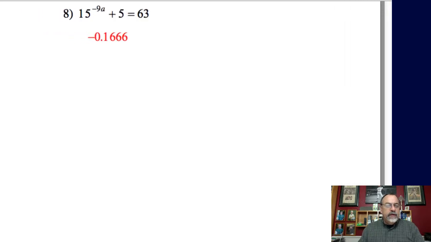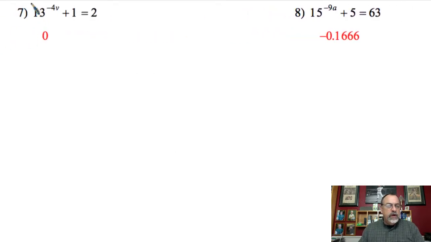Okay, in our next example, again, we identify where our term with the variable is, and we need to isolate that first. So we're going to need to subtract 1 from both sides. 13 to the negative 4v is equal to 1.